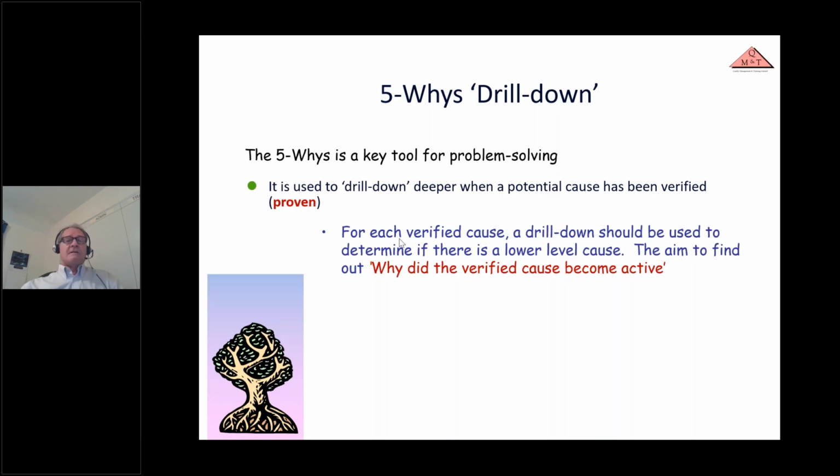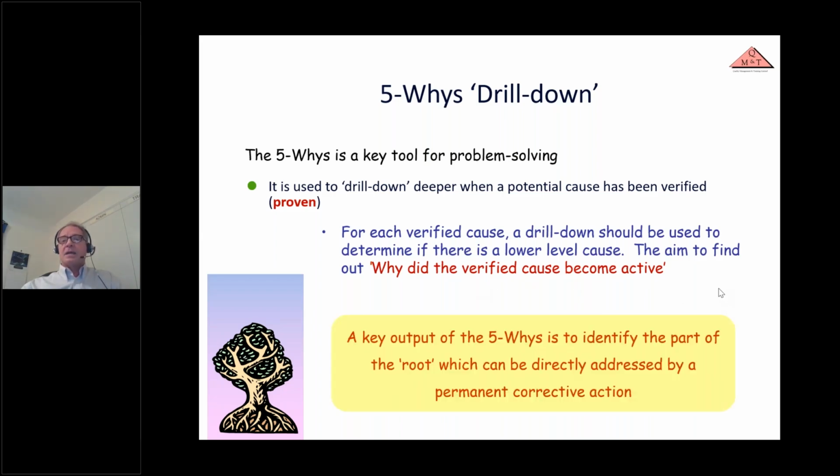For each verified cause, a drill down should be used to determine if there is a lower level cause. The aim is to find out, why did the verified cause become active? A key output of the 5 whys is to identify the part of the root which can be directly addressed by a permanent corrective action.